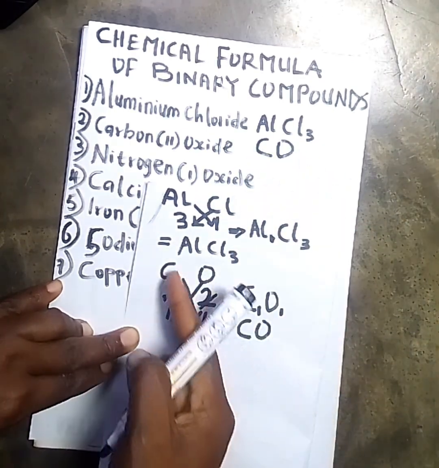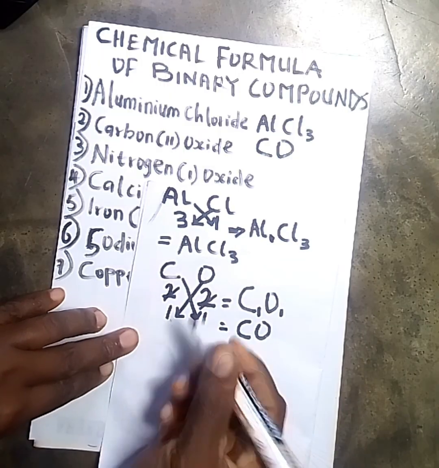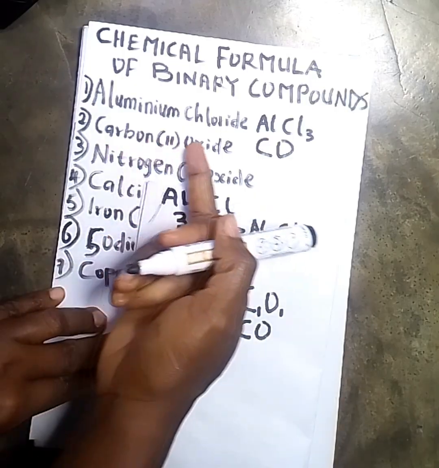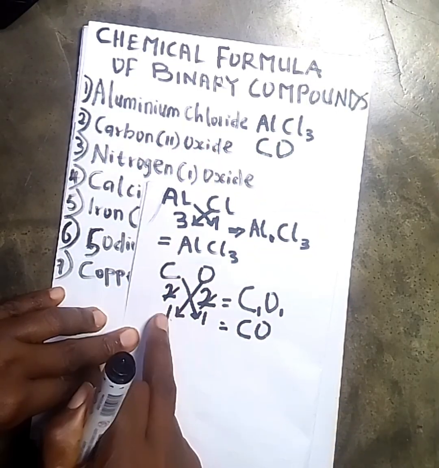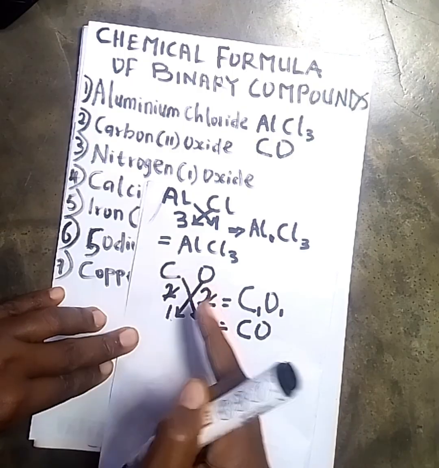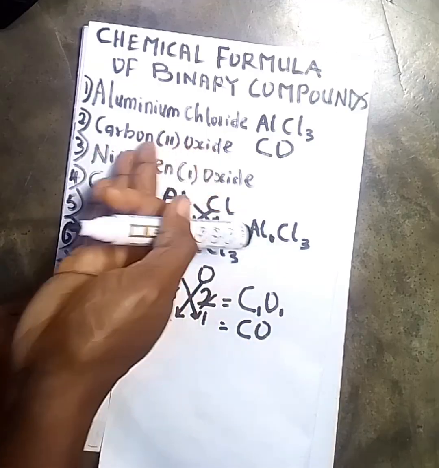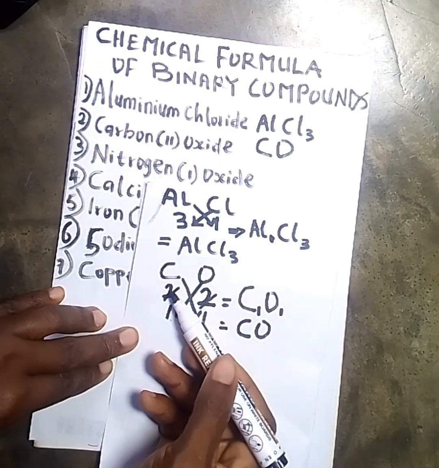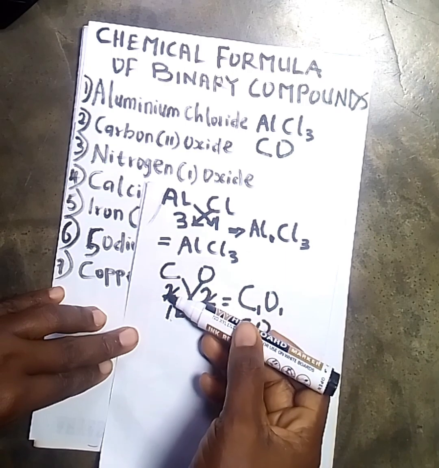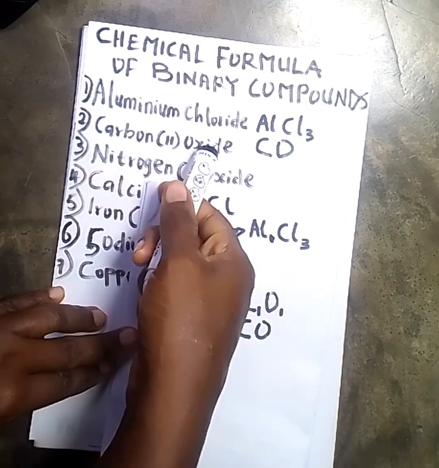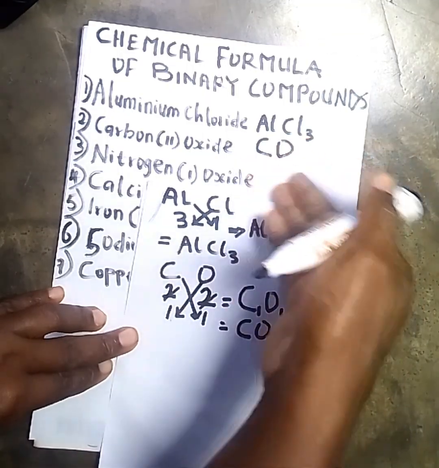If you are asked to name the compound, you will name it with the initial valency. Carbon 2. I'm writing the name, okay? And if I want to write the chemical formula, I will go with the last term. Carbon is 1 here. Oxygen is 1. So I'll just write CO. But in case of the name, you must name with the initial valency, okay? Carbon 2 oxide. That's the name. C1O1, CO for formula, okay?